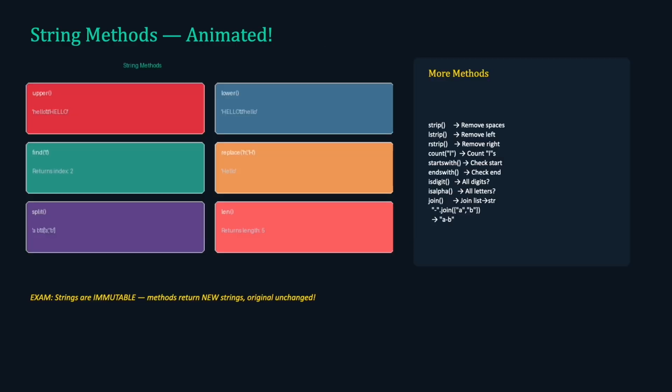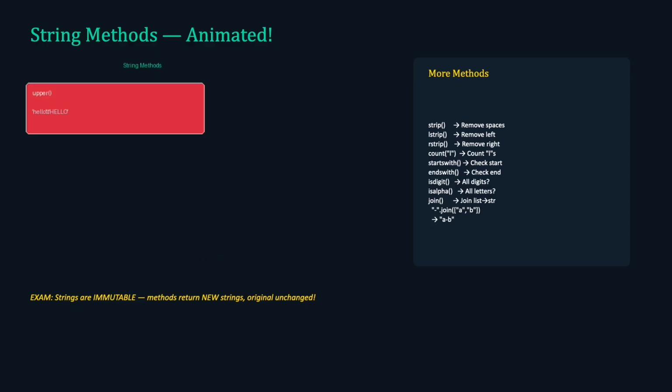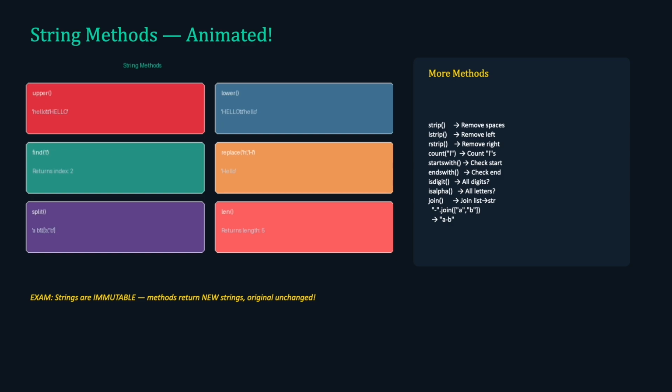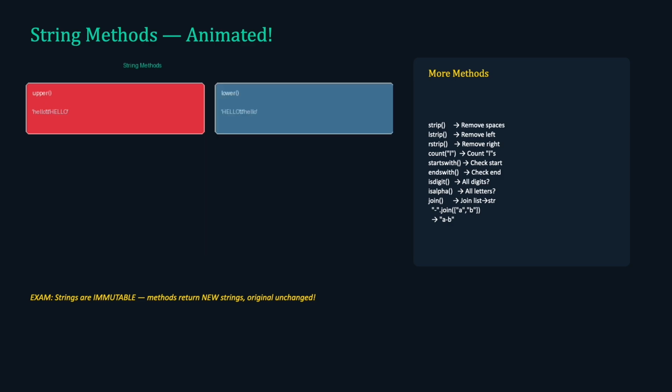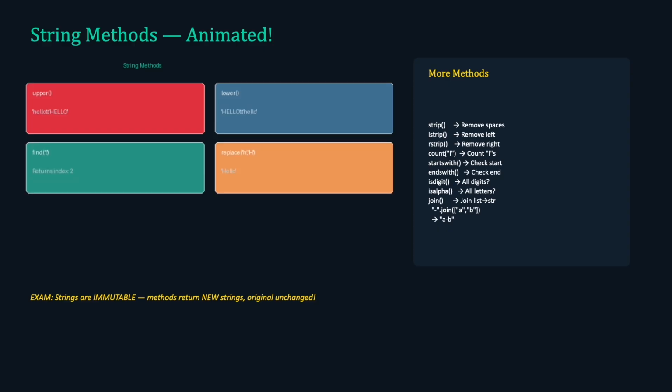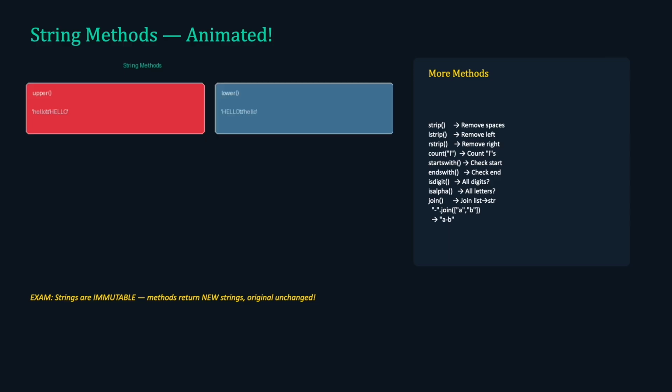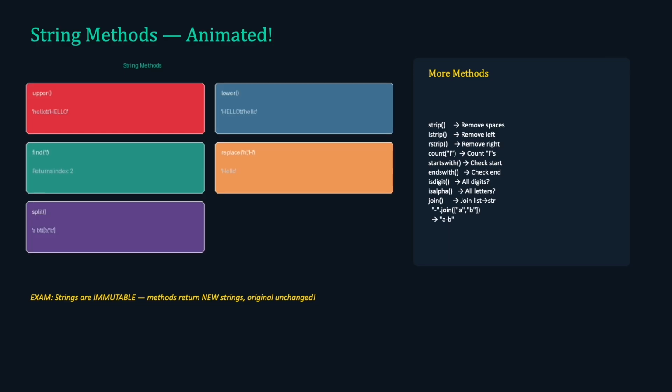Watch the methods appear. upper() converts to uppercase, lower() to lowercase. find() returns the index of the substring, -1 if not found. replace() creates a new string with substitutions. split() breaks a string into a list. len() returns the length.